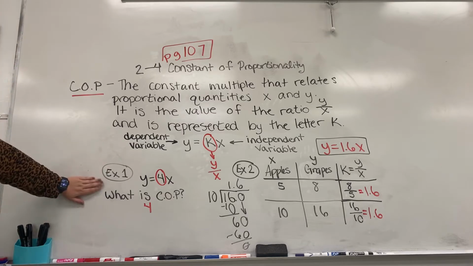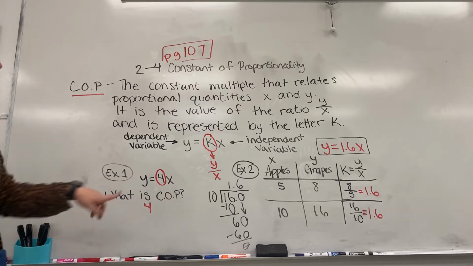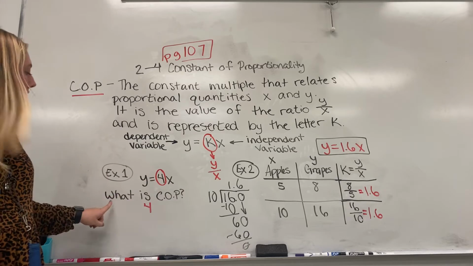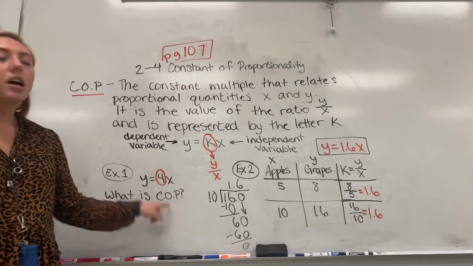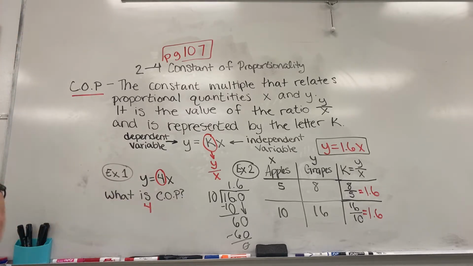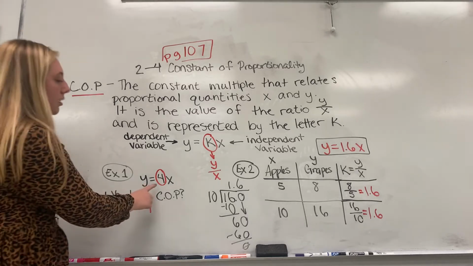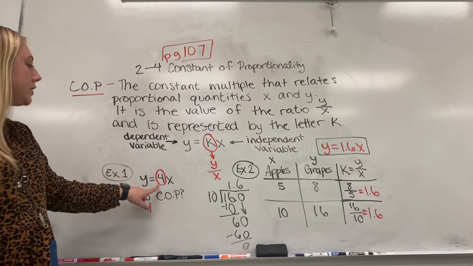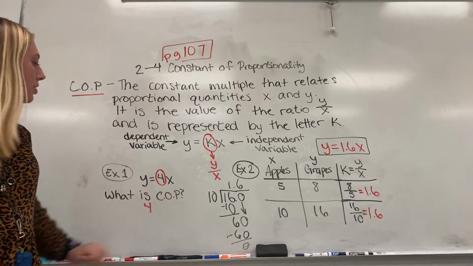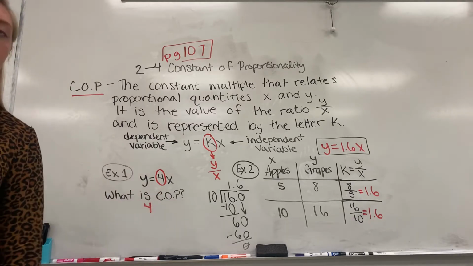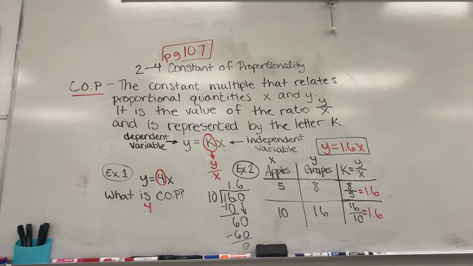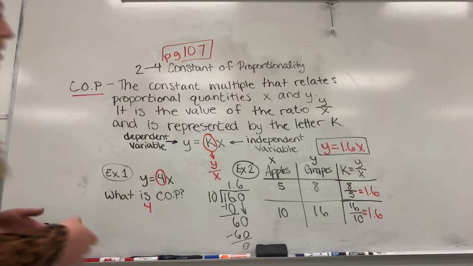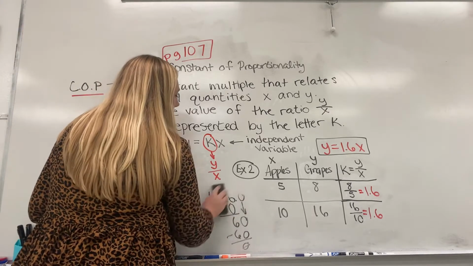First, for our example 1 here, you can have an example where they're just giving you an equation, and they're going to ask you, what is the constant of proportionality? Your answer is literally just going to be whatever number x is being multiplied by. So in this case, because it's 4x here, x is being multiplied by 4, so our constant of proportionality is 4. Now, when we get to example 2 here, this gets a little bit more complicated.